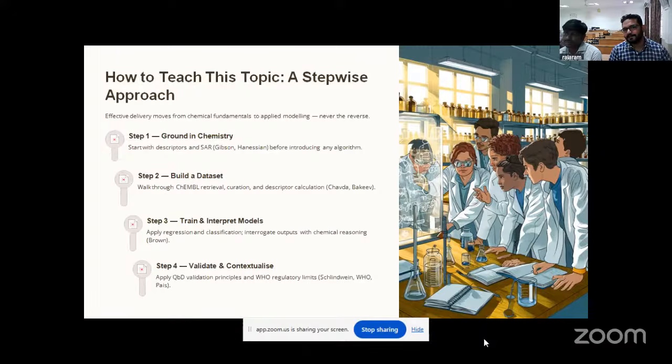Next is training and interpreting models. So you have to use various regression analyses, interrogating the outputs and chemical reasoning. For that, Brown has given some material which will be useful for the students. The last one is validate and contextualize. Apply QBD, as we discussed, the role of QBD. Students should know, because once they go from the college to the industry level, they should know how to use QBD. QBD should not be a surprise to them in their work field. So QBD plus using the WHO regulatory limits.